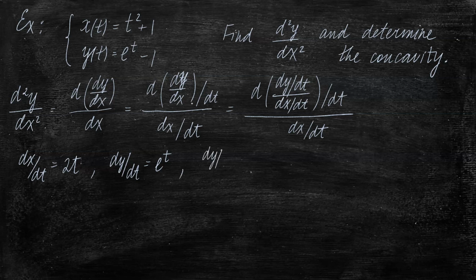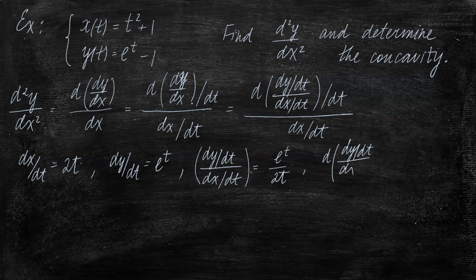So dy/dt over dx/dt, that's the expression in the parentheses, will simply be e to the t over 2t. And if we want to find the derivative of this with respect to t, so if we want to find d/dt of dy/dt over dx/dt, we have to use the quotient rule and differentiate this.